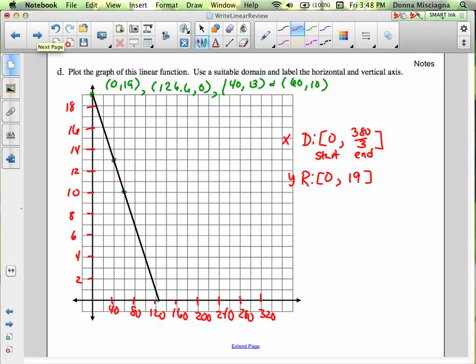Now, except for one thing that we did not do, and that is you really need to, on a real world problem, label your axes and what they stand for. So this is time in seconds, and this is water in the tub, and that's in gallons. Label those X and Y axes on real world problems.